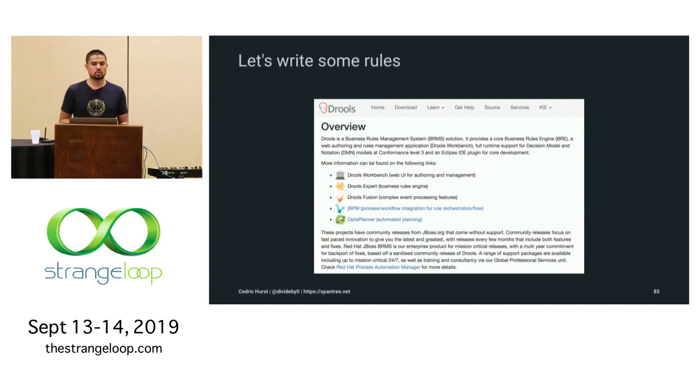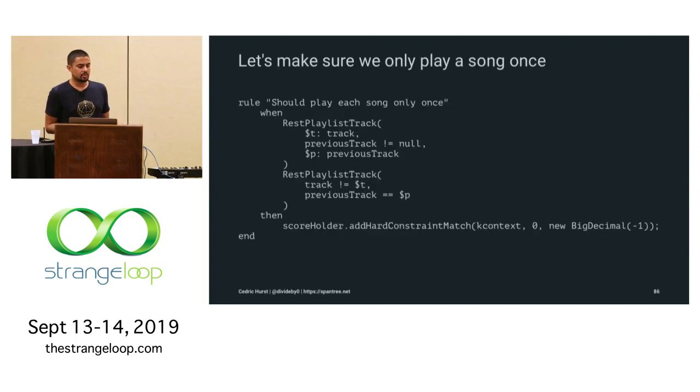So now let's write some rules. This is an example of a rule using the Drools language, which is a pattern matching system for the JVM. So you'll notice this looks a lot like SQL. What you're expressing here is basically a pattern. When I have a track and the track is pointing to a different track, and in this case we're trying to make sure that the song is playing only once. When the track is playing somewhere else, then penalize.